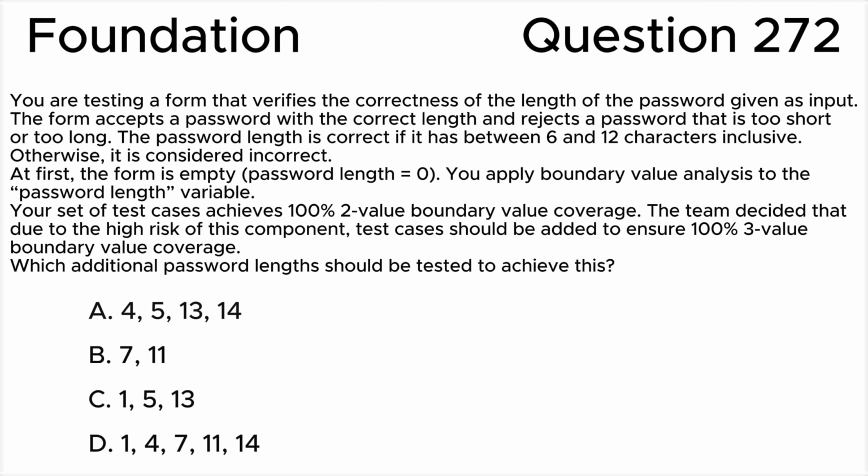At first, the form is empty, password length is 0. You apply boundary value analysis to the password length variable. Your set of test cases achieves 100% two-value boundary value coverage. The team decided that due to the high risk of this component, test cases should be added to ensure 100% three-value boundary value coverage. Which additional password length should be tested to achieve this?